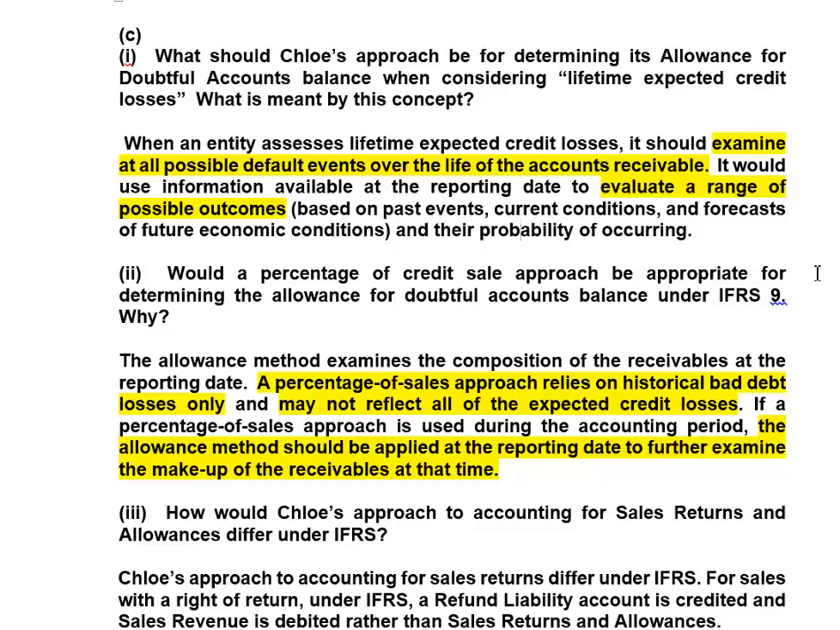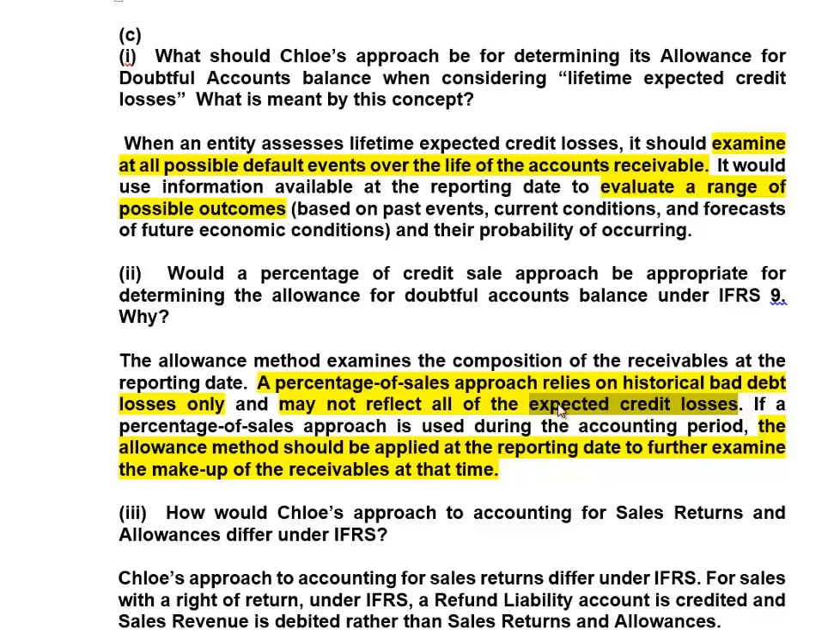The second part of the question says, would a percentage of credit sales approach be appropriate for determining the allowance balance under IFRS 9, or under your IFRS standards? We would say no. And the reason is that when you use a percentage of credit sales approach, we're really relying on historical data to determine what the estimate for uncollectability will be, and we're only looking at a small segment of sales for a period. So it might not reflect all of the expected credit losses that we might be anticipating for all of the customers that we sell to on credit.